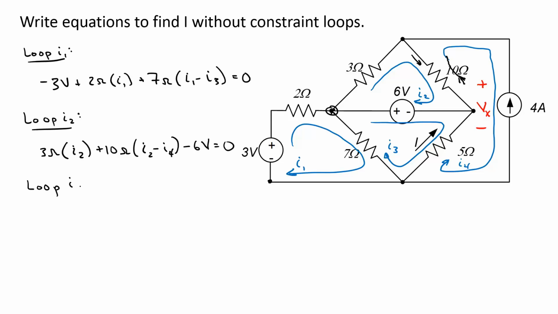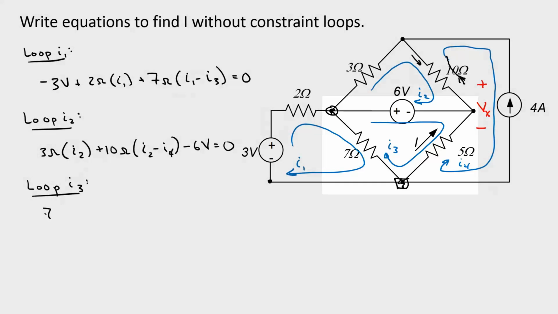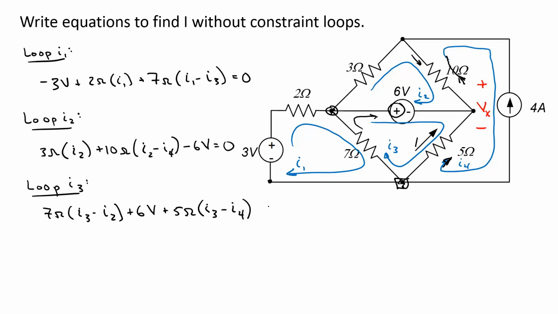Now let's loop around mesh current I3. If I start down here at the bottom, I see the 7 ohm resistor. The sum of the currents through there is I3 minus I2. Following this loop around here, I see the positive terminal on the 6 volt source first, so I add 6 volts. Then my last element is the 5 ohm resistor. Its voltage difference is 5 ohms times I3, and I4 is going in the opposite direction in this resistor, so I subtract off an I4. That sums to 0.